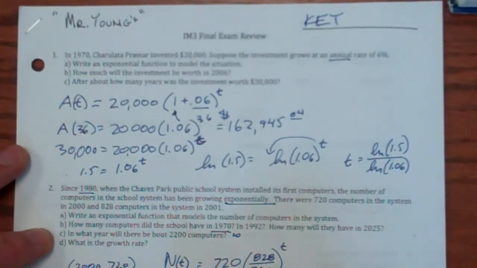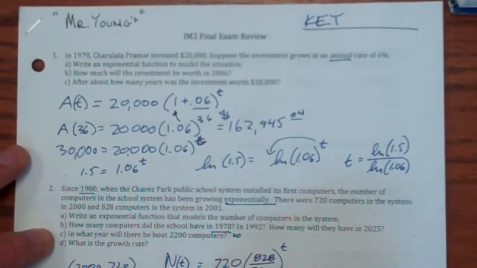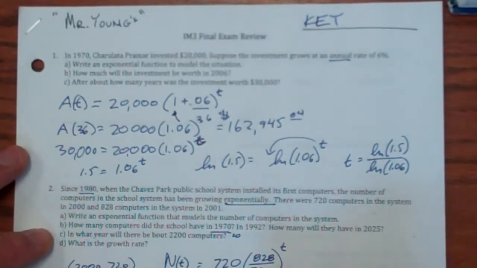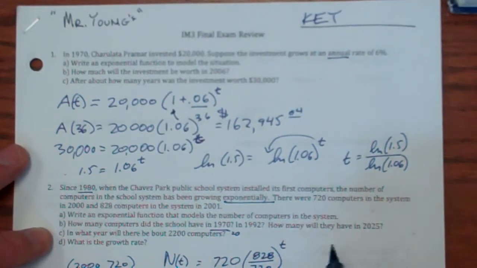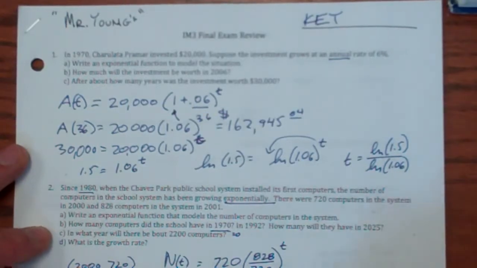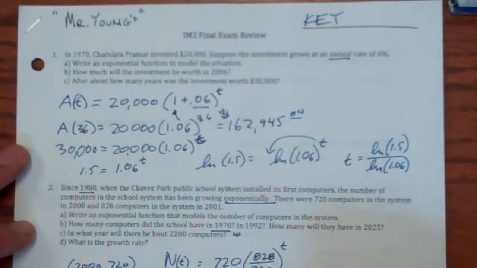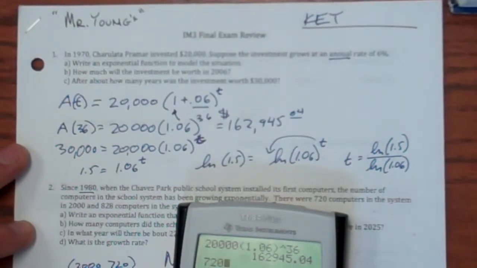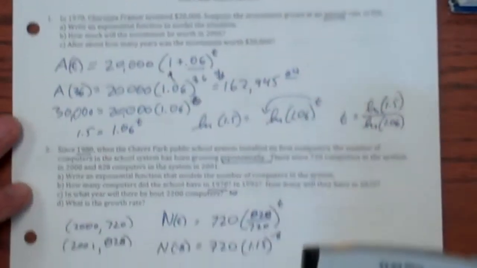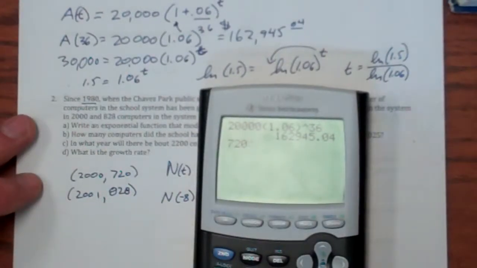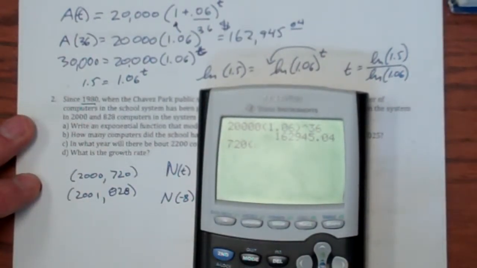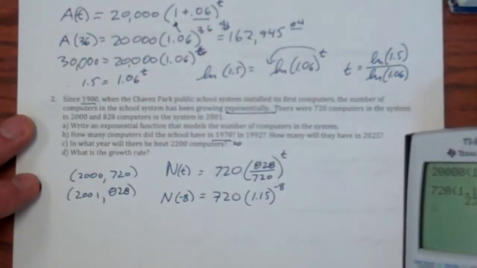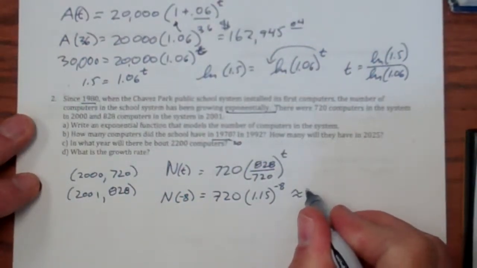1992, however, we can do that. That's n of negative 8, 8 years before the year 2000, so I take 720, and then this, I'm going to call this just 1.15 for clarity, and that's to the minus 8. And you plug that into your calculator. And so 720, times 1.15 caret to the minus 8, negative 8, and that's 235 approximately computers. Okay.